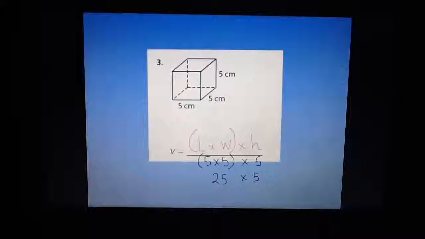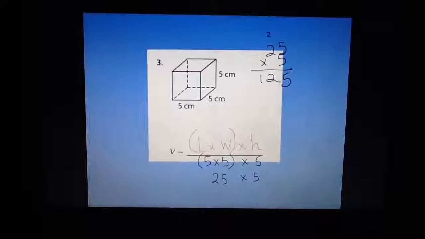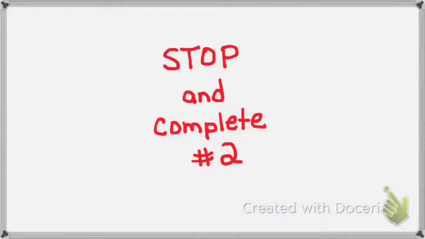So we're going to have 25 times 5. You should have 125. And remember, we're measuring these in cubic centimeters. Please stop the video and complete worksheet number 2 right now.